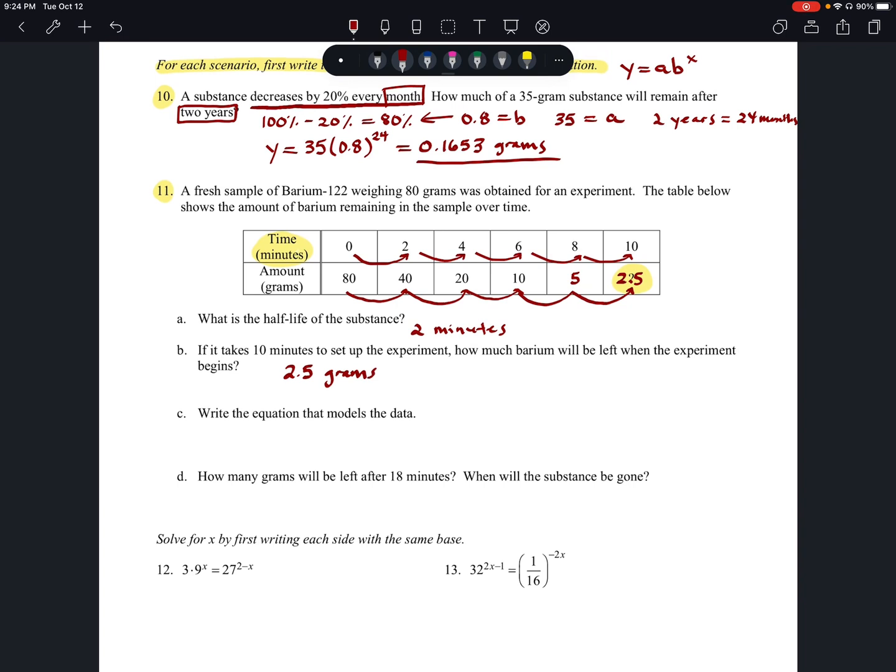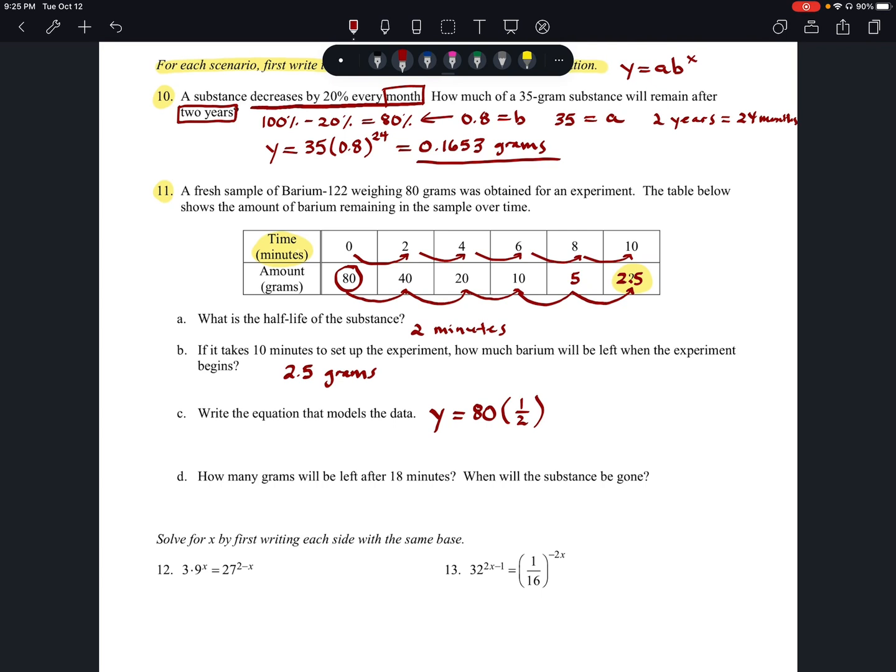And now it says, write the equation that models the data. You can use function notation if you'd like to, or you can use y. I'm going to say y equals. It looks like we're starting with 80 grams. So we'll say 80. And we know it's a half-life, so it's going down by half. So our multiplier is 1/2, or 0.5 if you want.